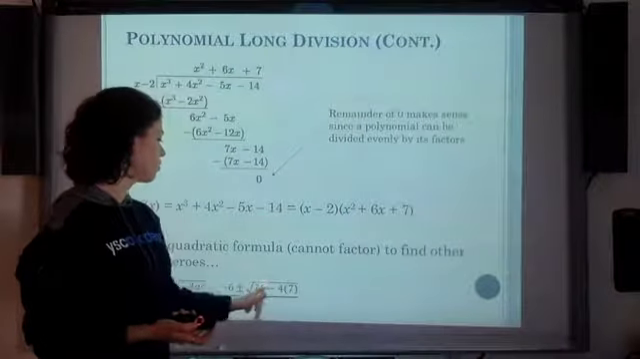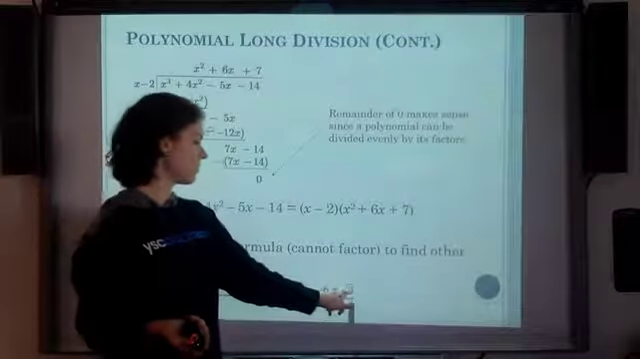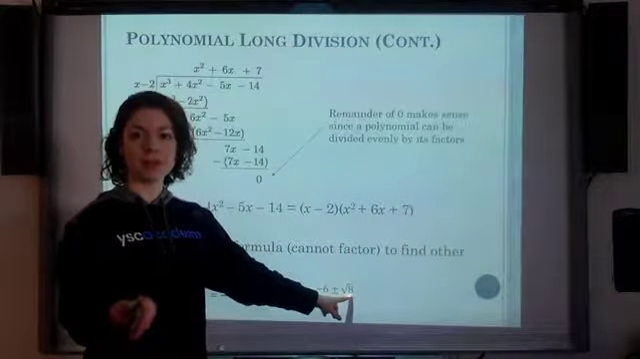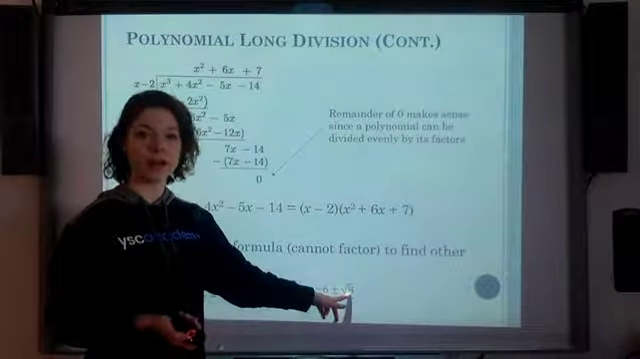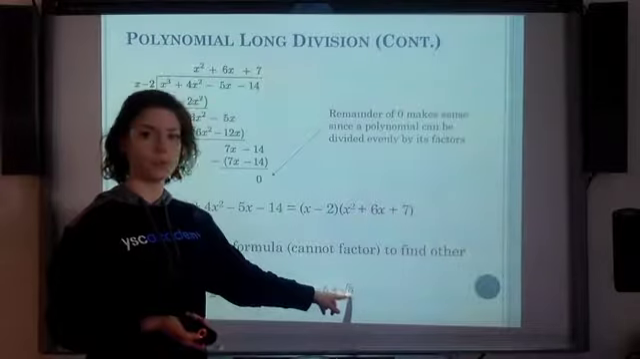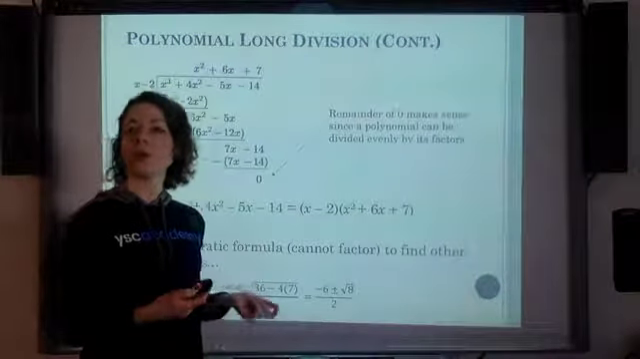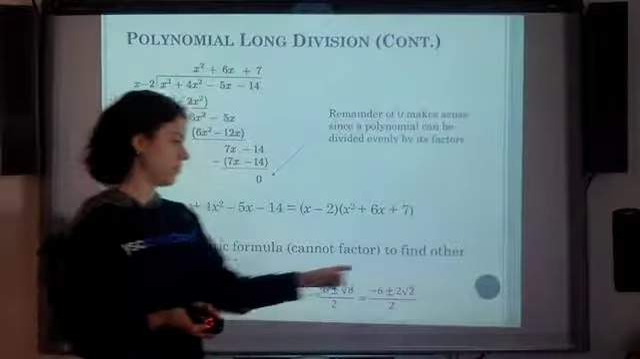Simplify what's under the square root first, so 36 minus 28 is 8. Now simplify what the square root of 8 is. It's not a perfect square, but it does have a perfect square factor. Since this is 4 times 2, I want to take the 4 out from the square root, and when I do that, I actually take the square root. So I bring a 2 out front.